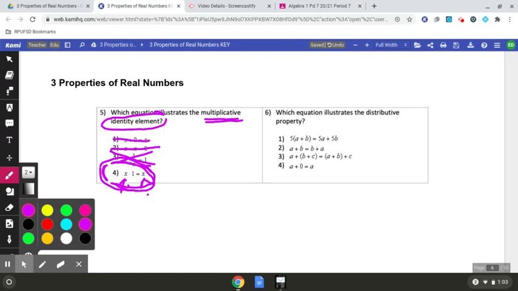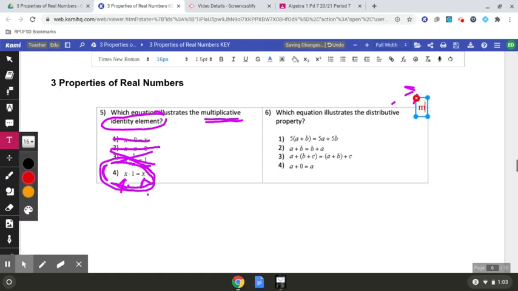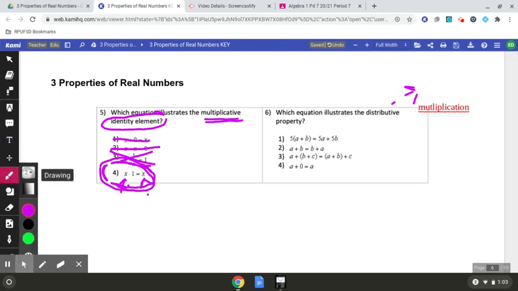And the last one talks about which is the distributive. So I like to think of distributive, guys, as multiplication. It's just a nice, easy way to remember this. Multiplication is occurring. So in choice 1, we have 5 parentheses A plus B, and then we end up with 5A plus 5B. So the element on the outside here of 5 gets multiplied by each term on the inside, A and B. That is an example of the distributive property, which means choice 1 is my answer here.